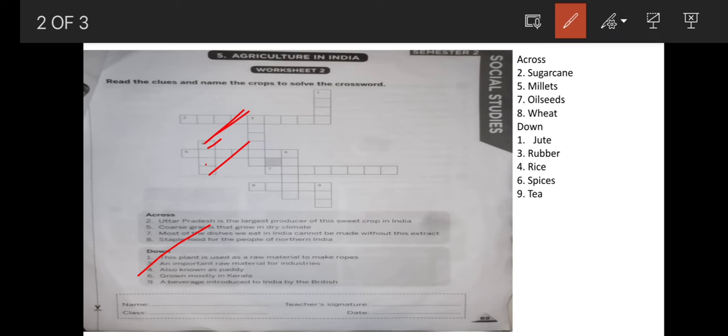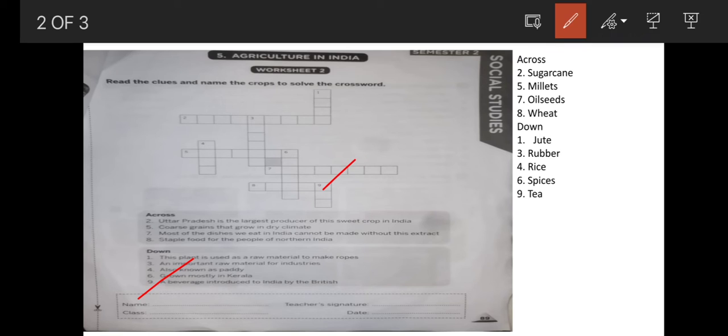Rice. What is the other name of rice? Paddy. Next 6, grown mostly in Kerala. This is 6. So which crop is grown mostly in Kerala? That is spices. Spices are grown mostly in Kerala, right? Spices. Next 9, a beverage introduced to India by the British.